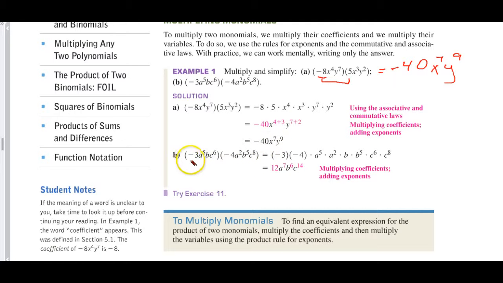Now for letter B, as we look at it, we have a negative times a negative. So that's going to make this a positive. So now you don't have to worry about the sign, it's positive. 3 times 4 is 12. And again, just adding your exponents. 5 plus 2 is a to the 7th. Remember there's a 1 there. B to the 6th. And C to the 14th. So that's pretty straightforward.